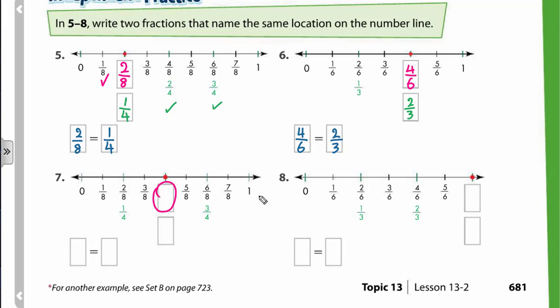What should I write here? 4. For what? 4/8. Excellent. 4/8. Okay, and of course after 4 we have 5, 6, 7, and the whole one is 8/8. Okay, down here.